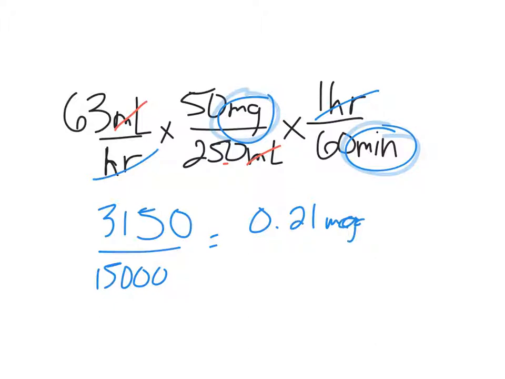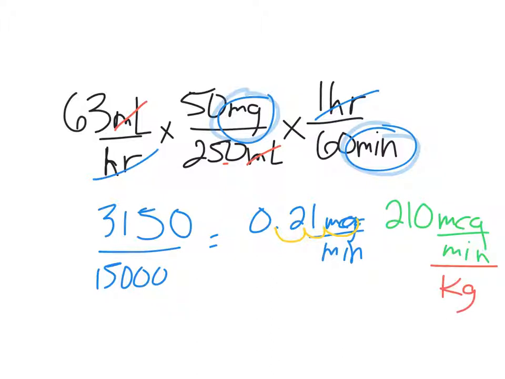Milligrams per minute. Again, I want micrograms per minute. Because we know how to convert by just moving the decimal, you're welcome to do that now. Milligram to microgram is 3 places to the right, so that would make this 210 micrograms per minute. The minute is still there. To look at that as per kilogram, all you have to do is divide by that weight. So 210 divided by 105 is 2 micrograms per kilogram per minute.